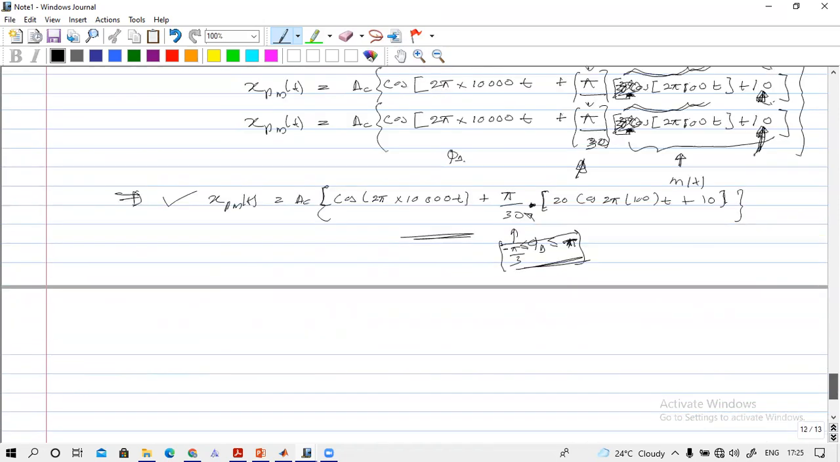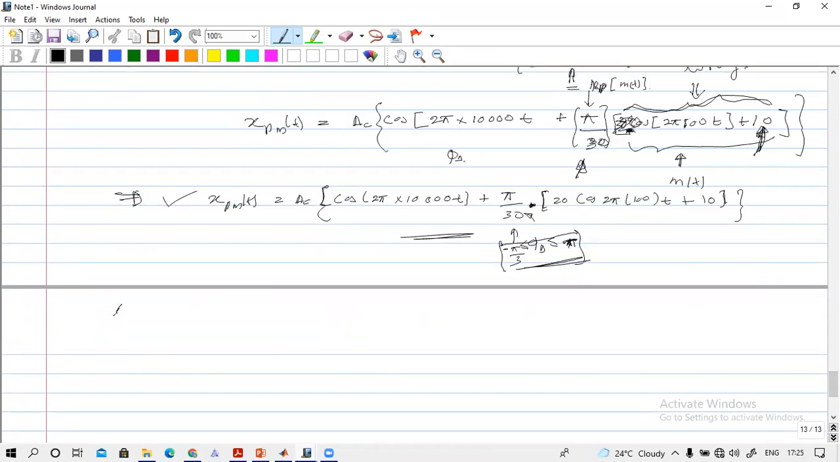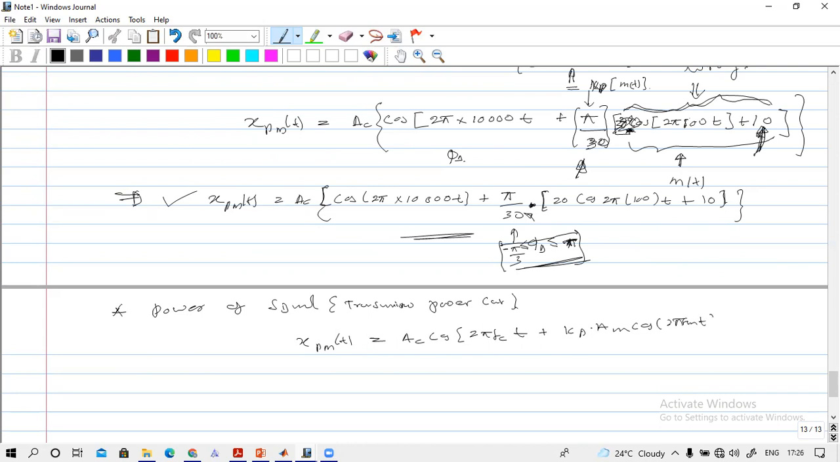So if you are asked to find the power of the signal, that may be the transmission power of your signal. So how can you find it? You have this total signal, Ac cos 2π fc t plus Ap Am cos 2π fm t. This kind of signal you have.